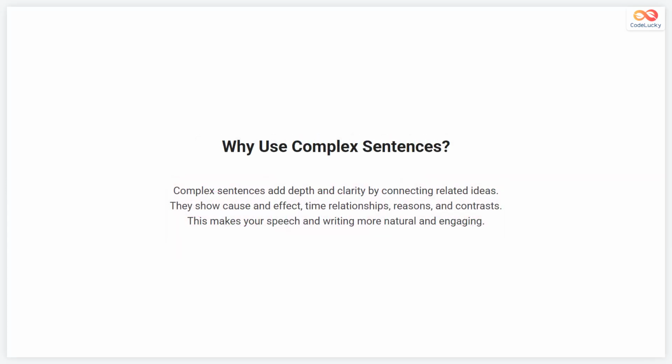Complex sentences connect related ideas to show relationships like cause and effect, time sequences, reasons, or contrasts. They make your speaking and writing sound more natural and sophisticated. Instead of short separate sentences, complex sentences combine thoughts smoothly for better flow.